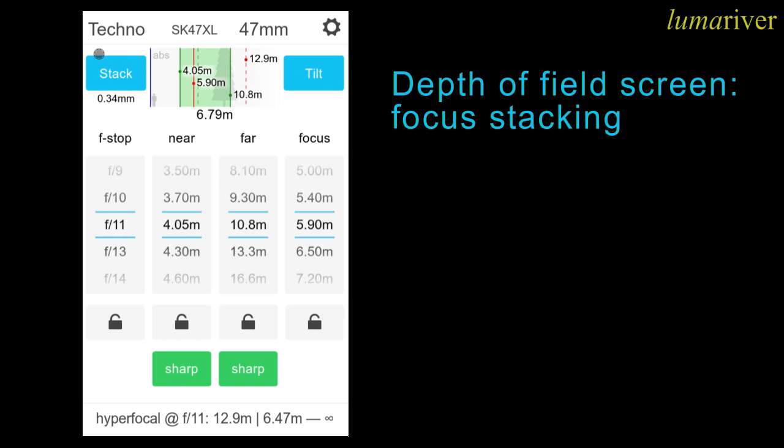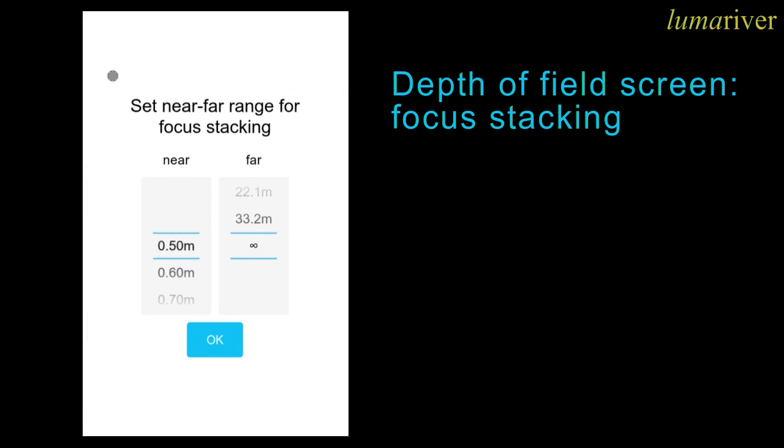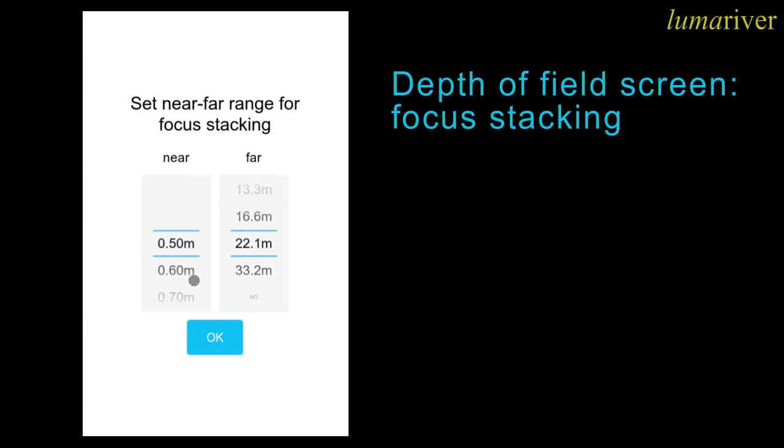The number under the button is the depth of focus, that is, depth of field in the sensor plane. Here it is 0.34 millimeters. The way depth of focus works is that it only changes with f-stop and circle of confusion size. When pressing the stack button, we get to choose in which range we want to stack, that is, what we want the final depth of field to be.